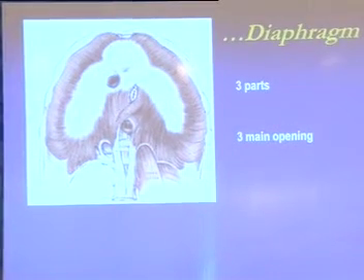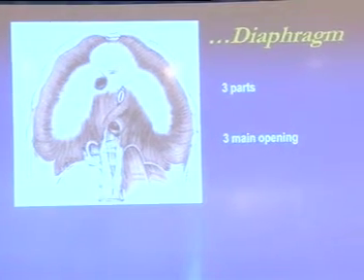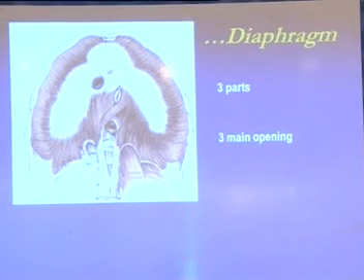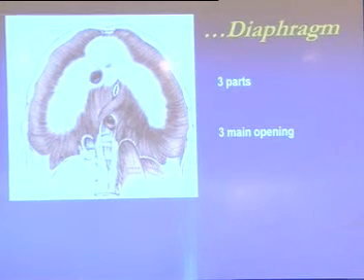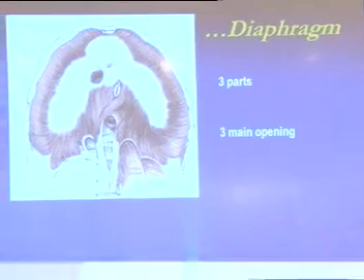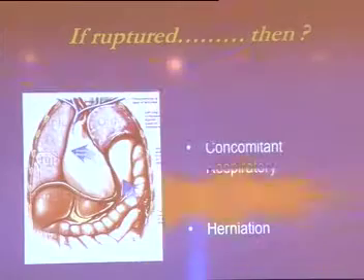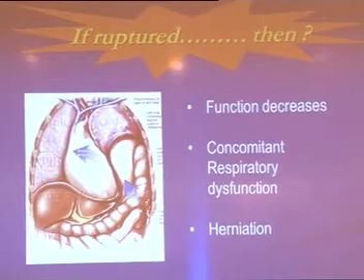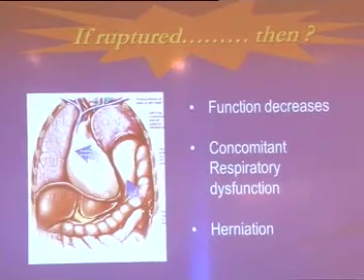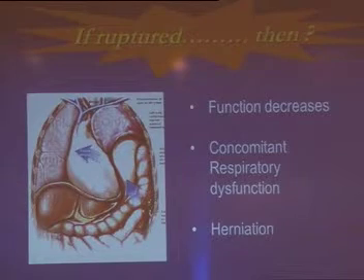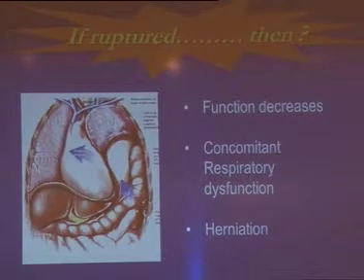As you all know, the diaphragm has three parts: the costal, lumbar, and the tendinous part, and three main openings: the aortic, esophageal, and the vena cava. The weakest part is the left posterolateral aspect. So, if ruptured, then what happens? The function decreases, concomitant respiratory dysfunction ensues, and herniation of the organs happens.